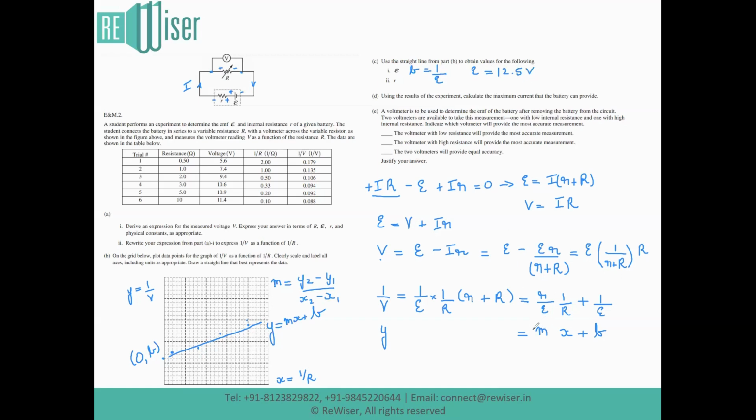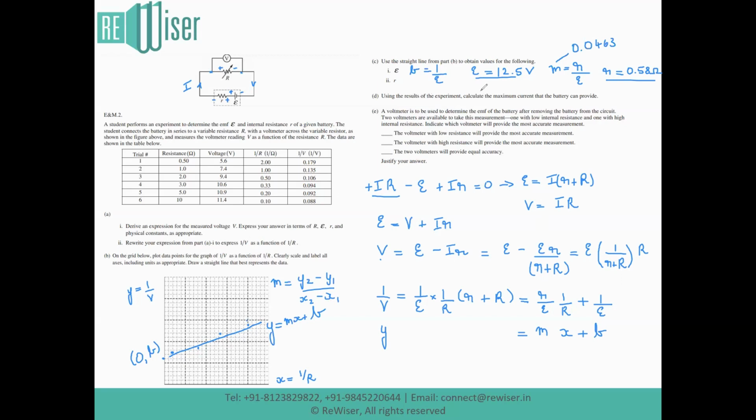r value can be found out by finding m. Since m is nothing but r divided by epsilon, and m is found from the graph to be approximately 0.0463 as given in the scoring guidelines. We already know the value of EMF is 12.5. You can use that to find the value of r as 0.58 ohm. So here are the values of epsilon and r found out from the graph. You do not have to get these exact values. You can get an approximation, and there is scope for error provided this is a line of best fit. Moving on to the next part.